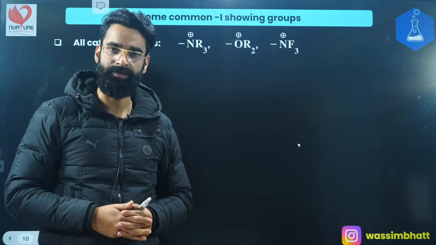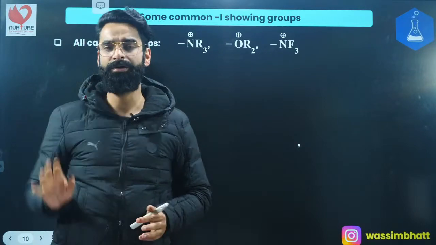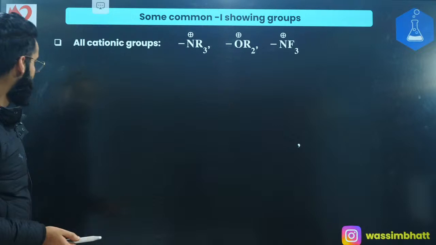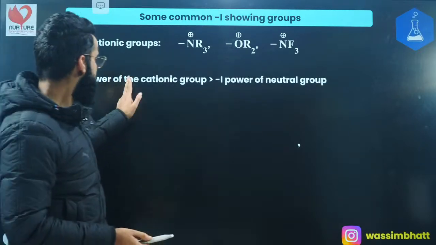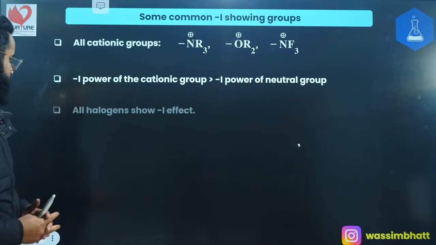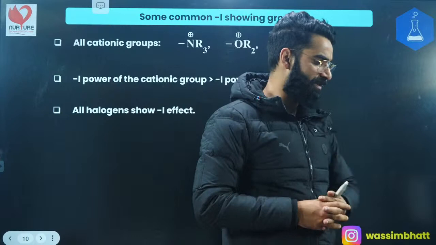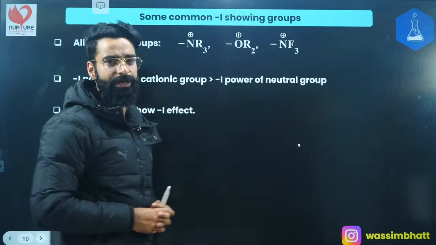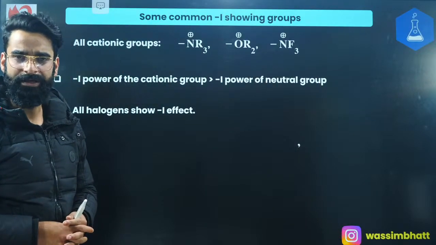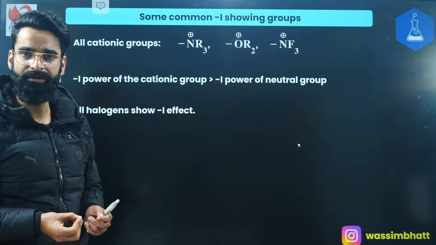Do remember this thing as well. Minus I power of the cationic group is always greater than minus I power of the neutral group, right? So that's the second statement. If you talk about the group 17 elements, halogens, they are electronegative. They are more electronegative compared to the rest of the elements. Yes, halogens are more electronegative elements basically, okay?